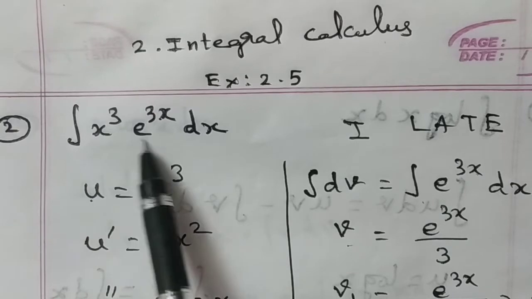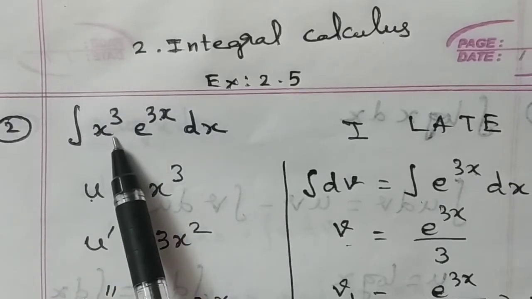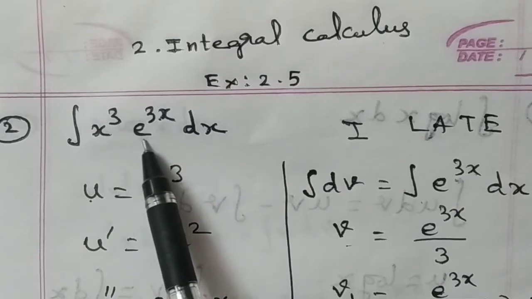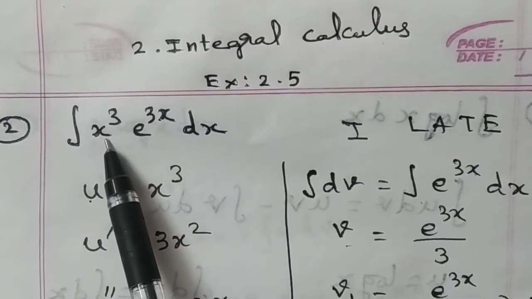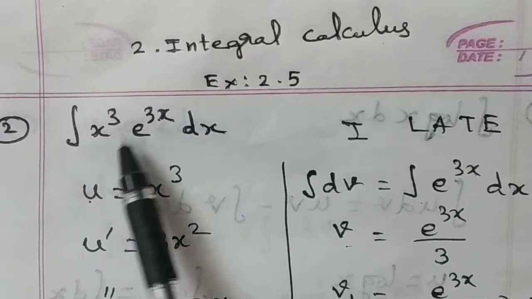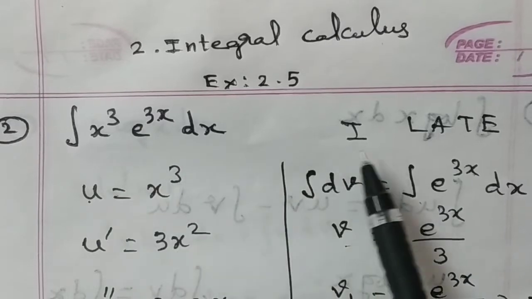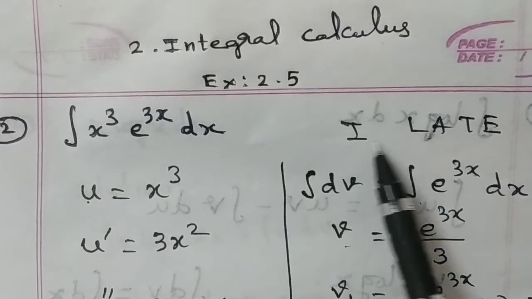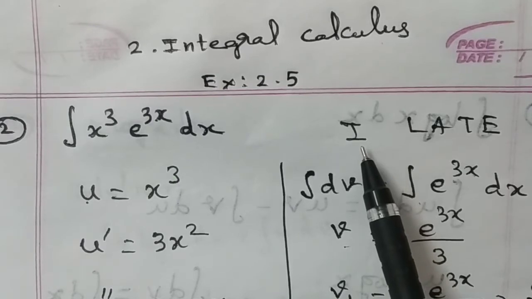Here, what are the two functions? x cube is an algebraic function, and e power 3x is an exponential function. We know the term ILATE. So first, how to choose the u value?